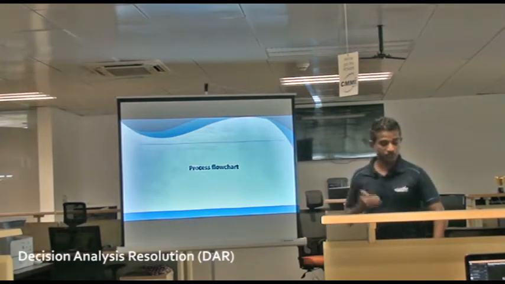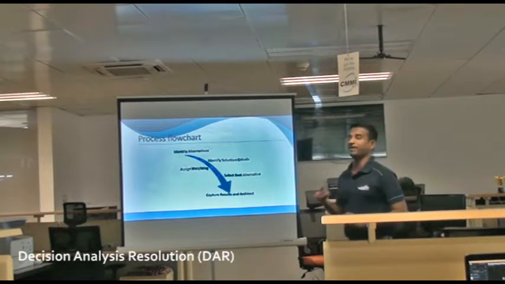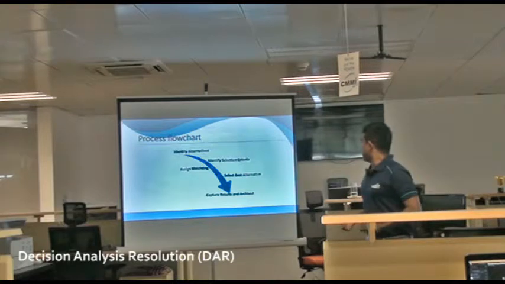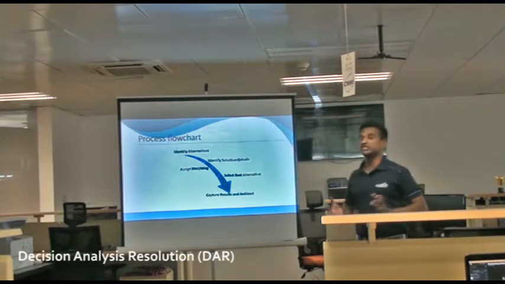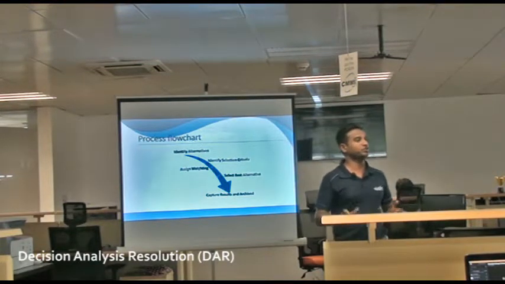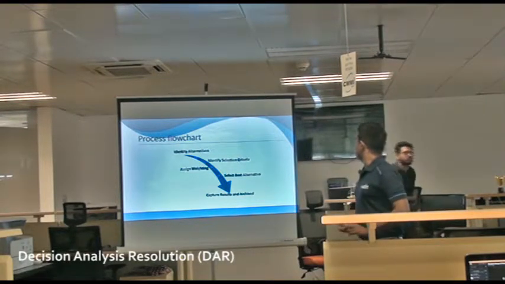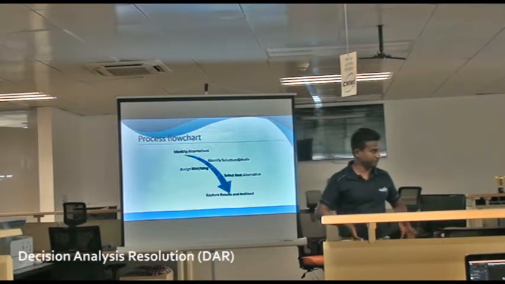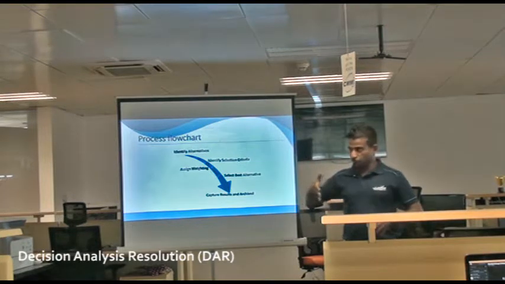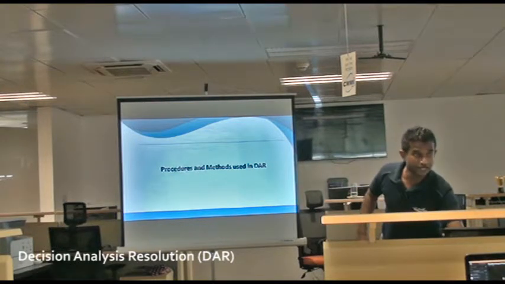I'll go through the process flow chart. You have to identify alternatives, which means identifying your choices. Then identify the selection criteria, which is what you are basing the decision on. Then assign weights, then select the best alternative and capture the result in the archive. This is the process flow that you need to go through one by one and get done.